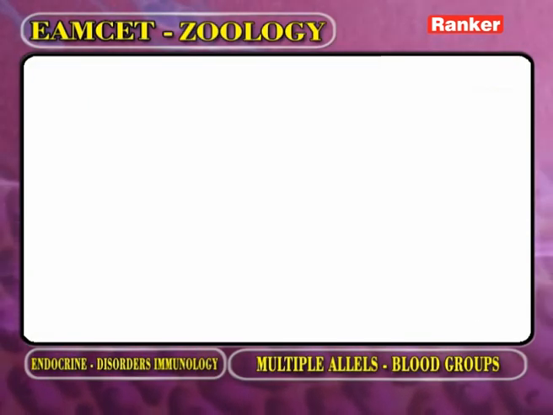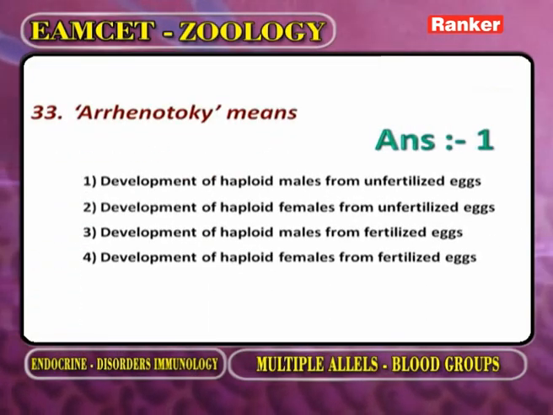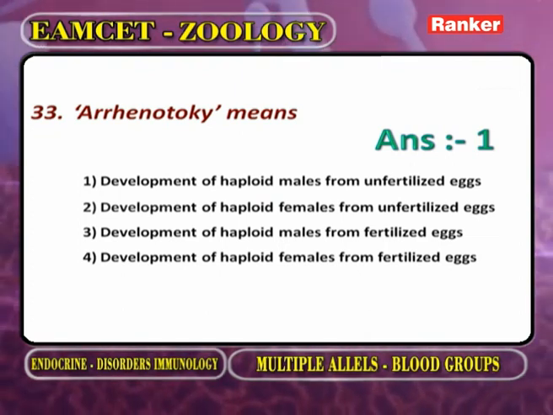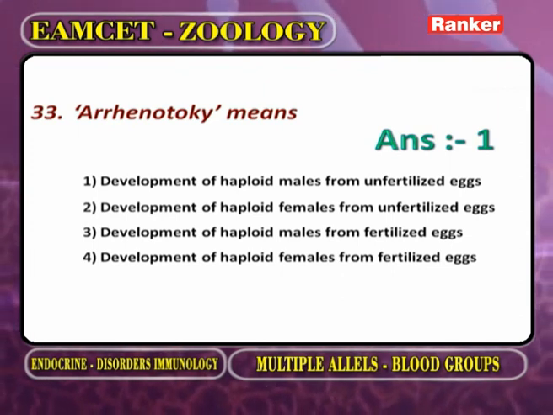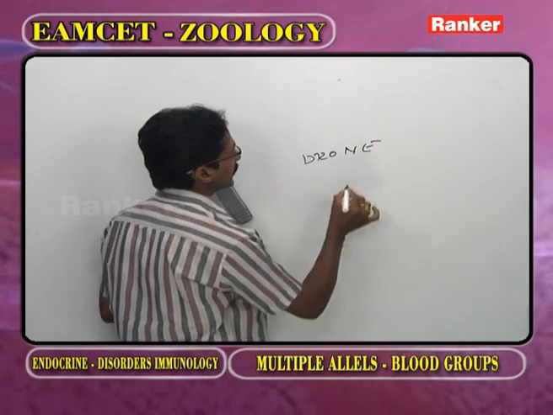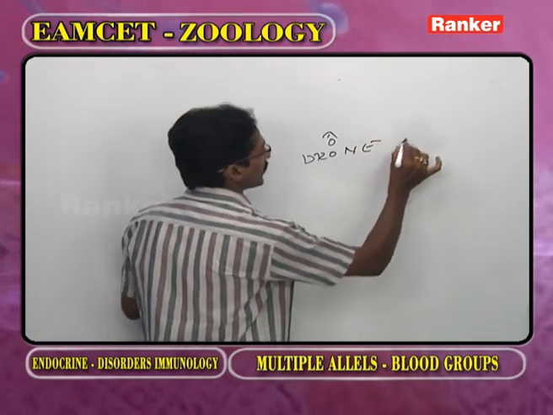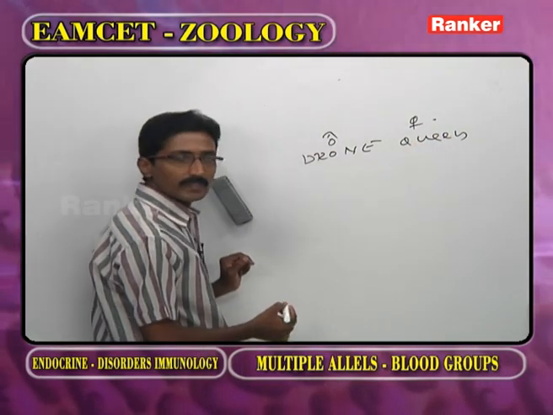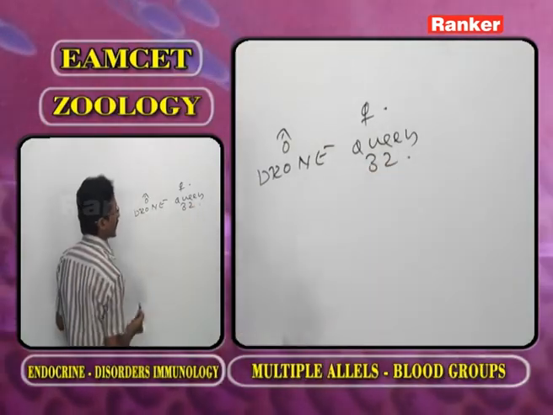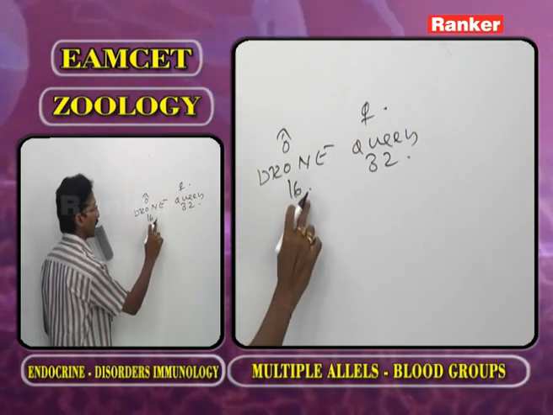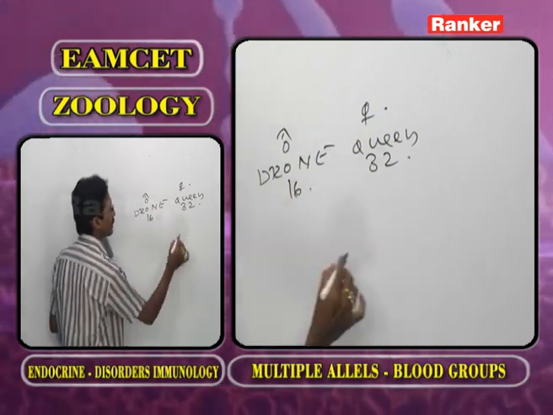Third one, next one. Arrhenotoky. What is meant by arrhenotoky? Now as we observe the honeybee family, this one we call it as drone, that is male honeybee. This one we call it as queen honeybee, female. Now the queen has 32 chromosomes. The male has 16 chromosomes. It is haploid and it is diploid.